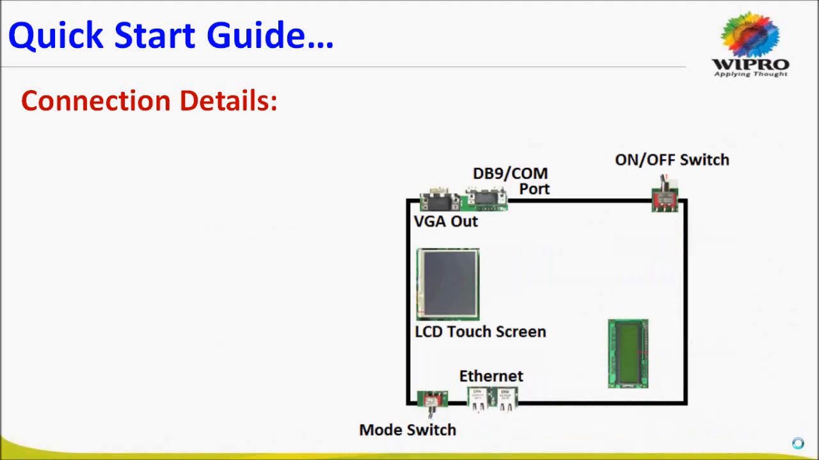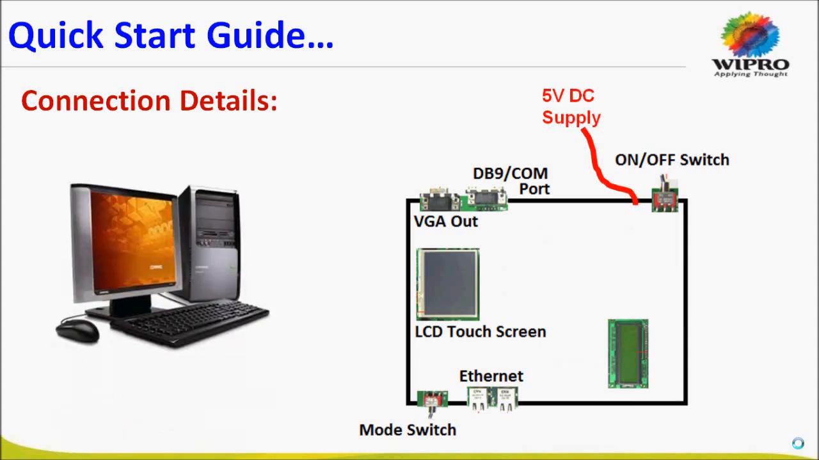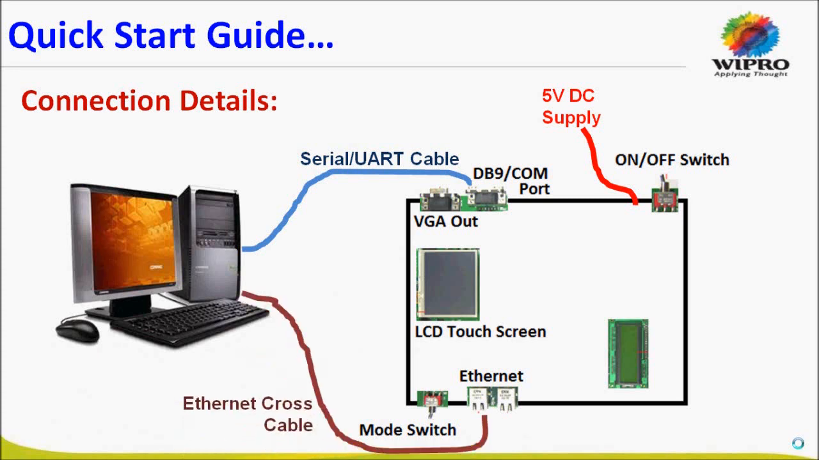Now you already know that we can connect multiple devices with ULK-1. We shall now show you how to connect ULK-1 with a PC or laptop for development of lab exercises. We definitely need 5V of DC supply for ULK. ULK-1 can be connected to the PC COM port using the UART serial cable provided in the kit. We can also connect an Ethernet cross cable for establishing a direct communication between PC and ULK-1.